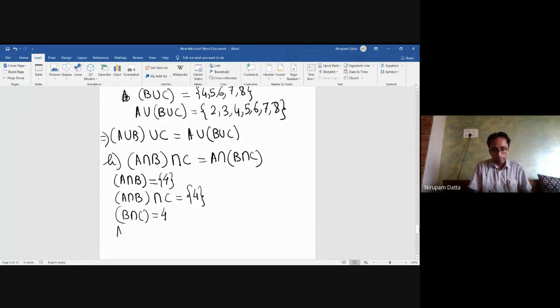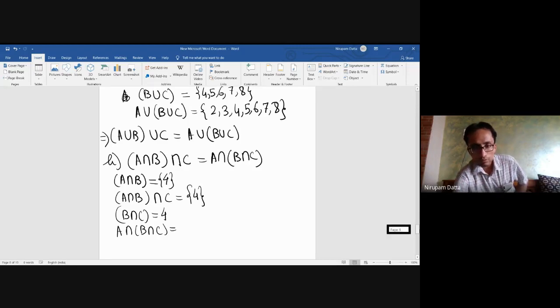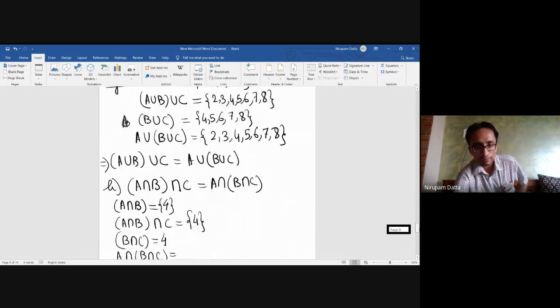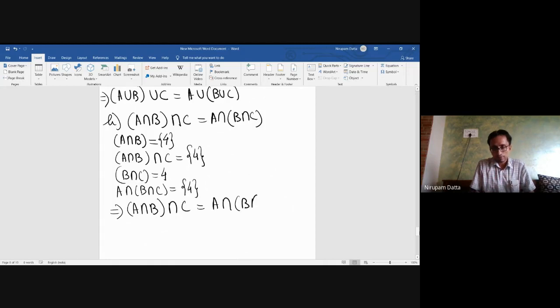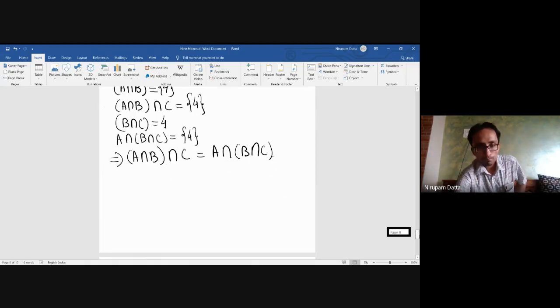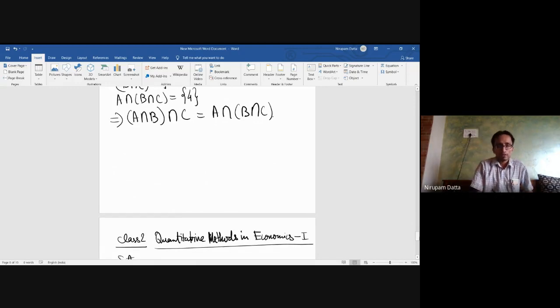Next, we have to make A intersection with that of B intersection C. A has the elements 2, 3, 4, and B intersection C has the element 4. So the common element is 4. This implies A intersection B, intersected with C, equals A intersection B intersection C. So this forms your associative law or distributive laws.